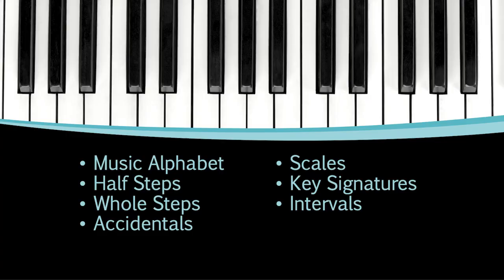Before we talk about the circle of fifths, there are some terms and theory that we need to go over for those that don't have much of a music background. The concepts needed to understand the circle of fifths include the music alphabet, half steps, whole steps, accidentals, scales, key signatures, and intervals. It's quite a bit, so let's dive in.